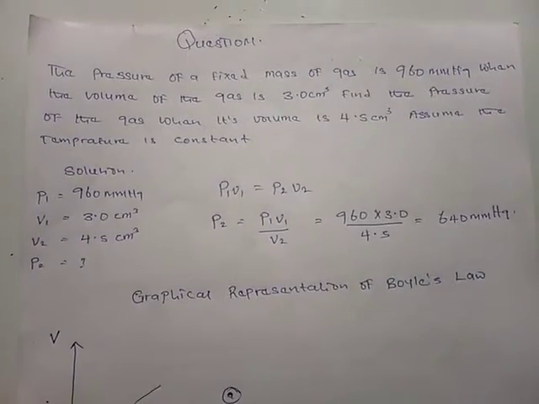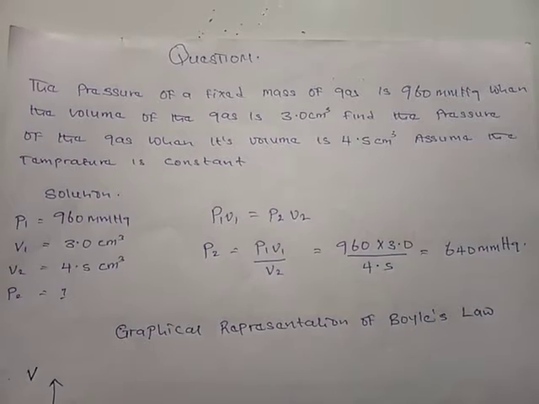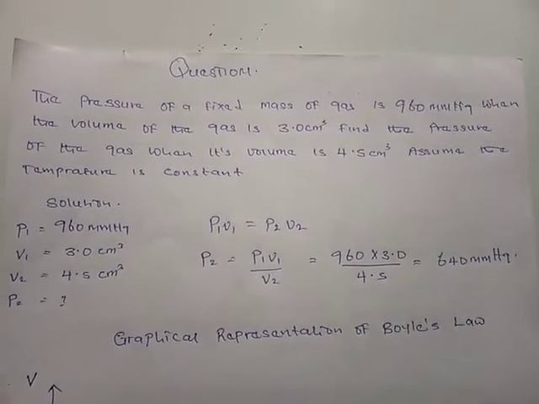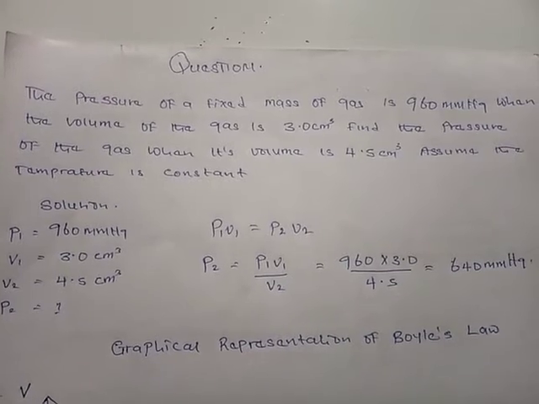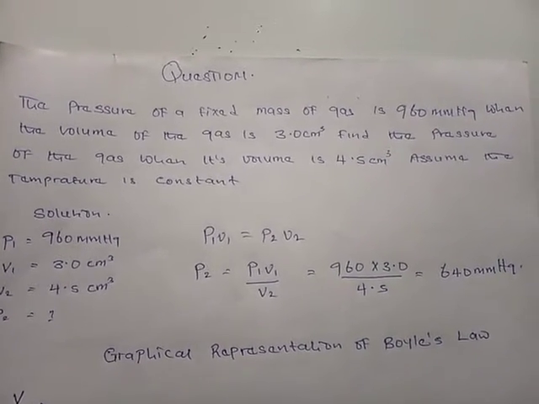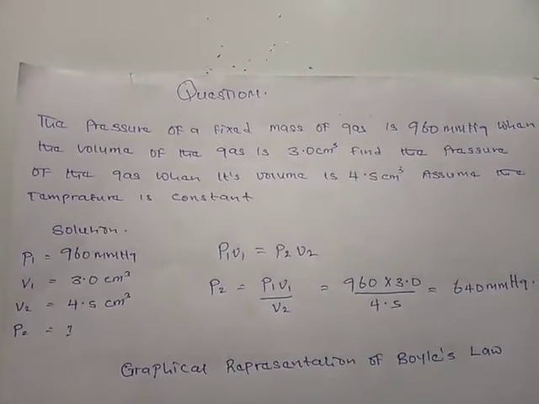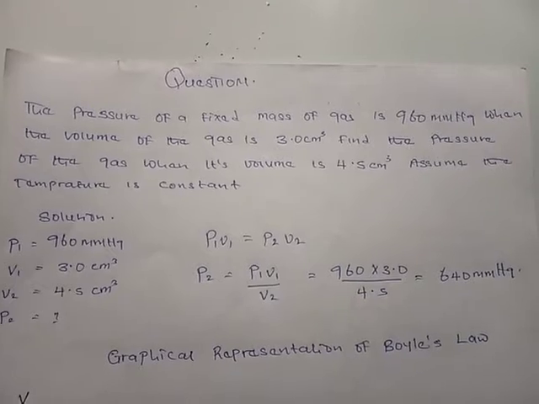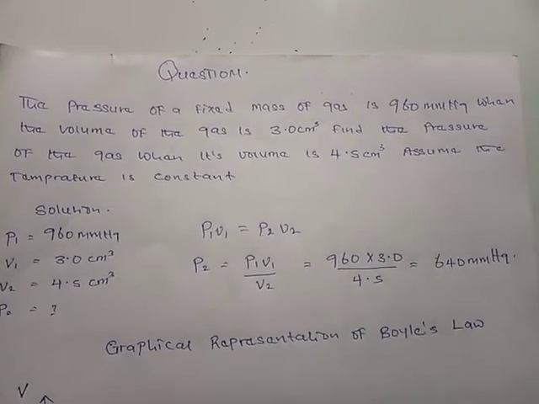Okay, so the pressure of a fixed mass of gas is 760 millimeter mercury when the volume of the gas is 3.0 cm cube. Find the pressure of the gas when its volume is 4.5 cm cube, assuming the temperature is constant. Temperature being constant means that we are dealing with Boyle's law.